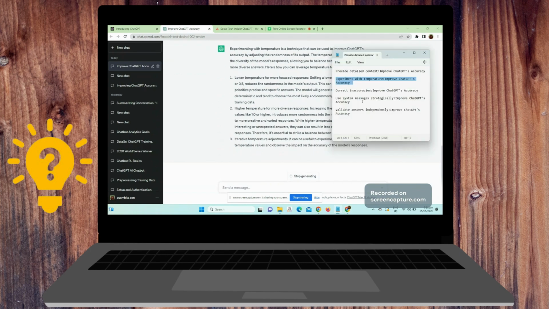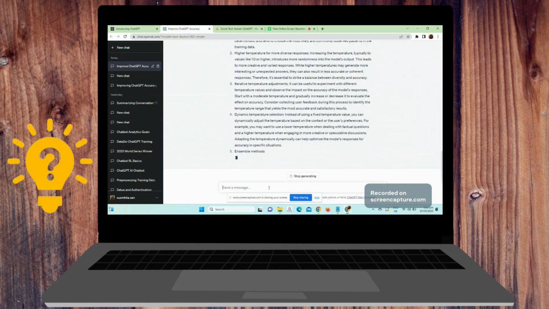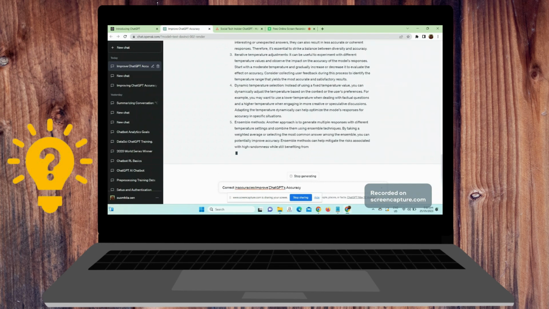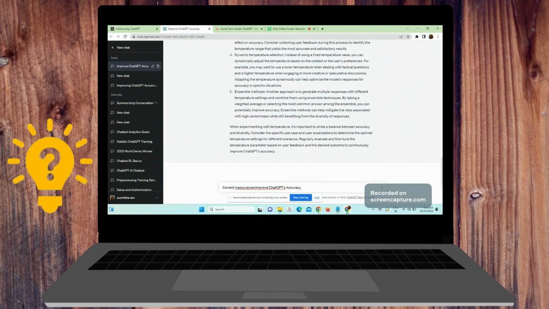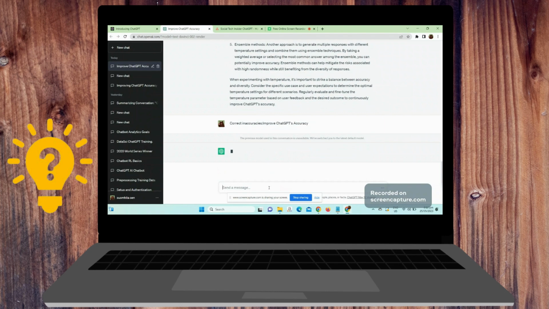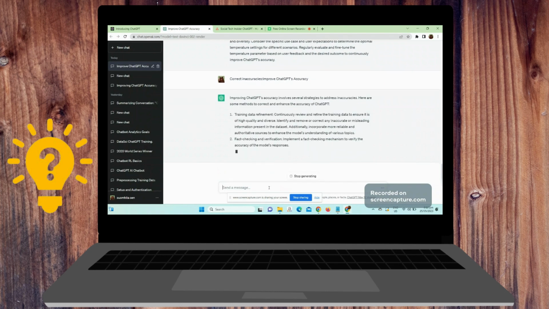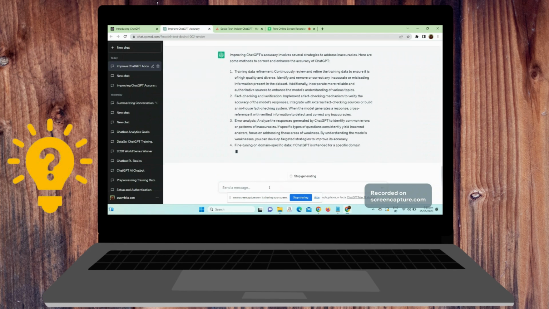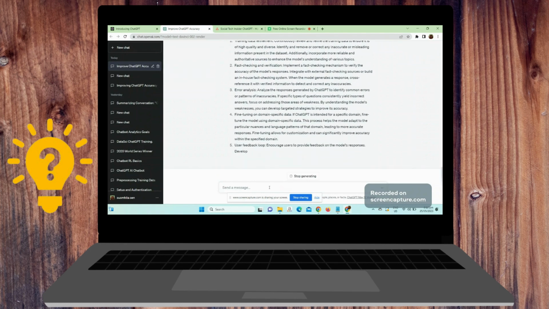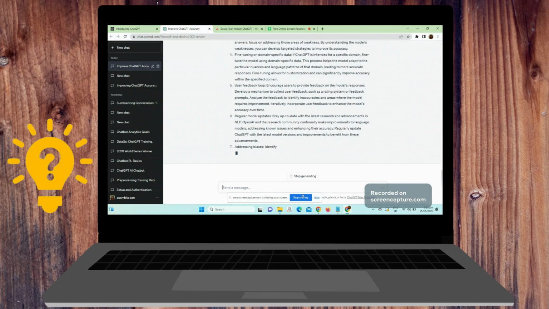Next is correct inaccuracies. If ChatGPT produces an inaccurate response, explicitly point out the mistake in your next message. By explicitly correcting errors, you guide the model towards learning and providing more accurate answers in subsequent interactions.